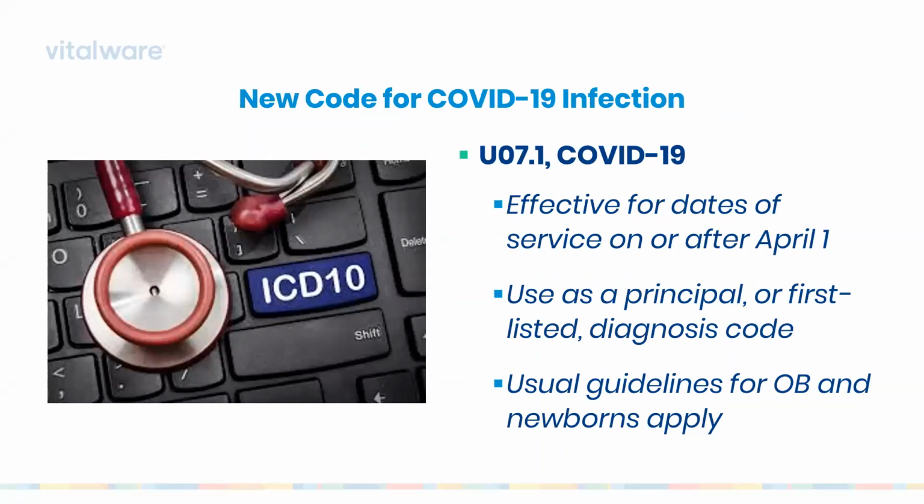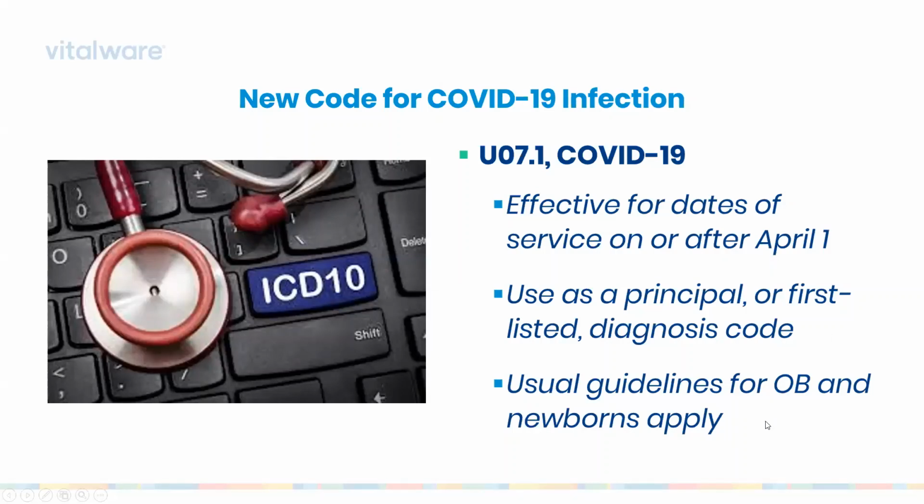All right, so the new code, this is totally new for a new code to be released mid-year. We actually got 2 this year, but we have this new U code. We've created an entire new chapter and section and guidelines. So U07.1 as of April 1st is going to be your code specifically for the novel coronavirus 2019, otherwise known as COVID-19. This is going to be used as a principal or first listed diagnosis code, okay?